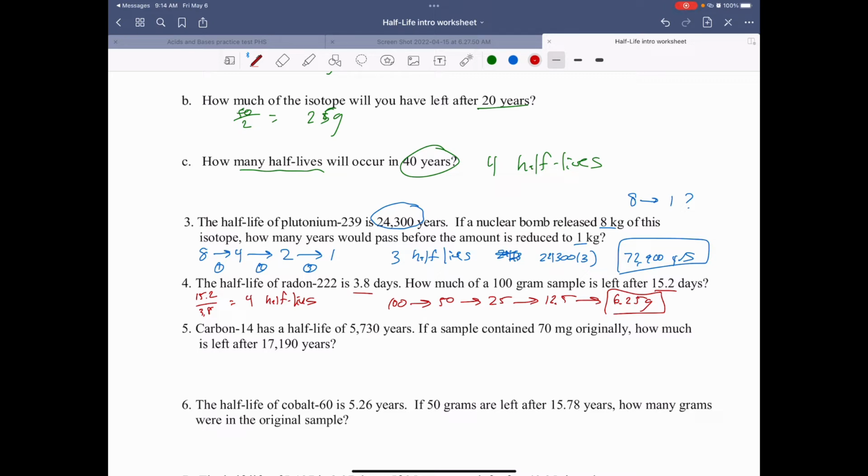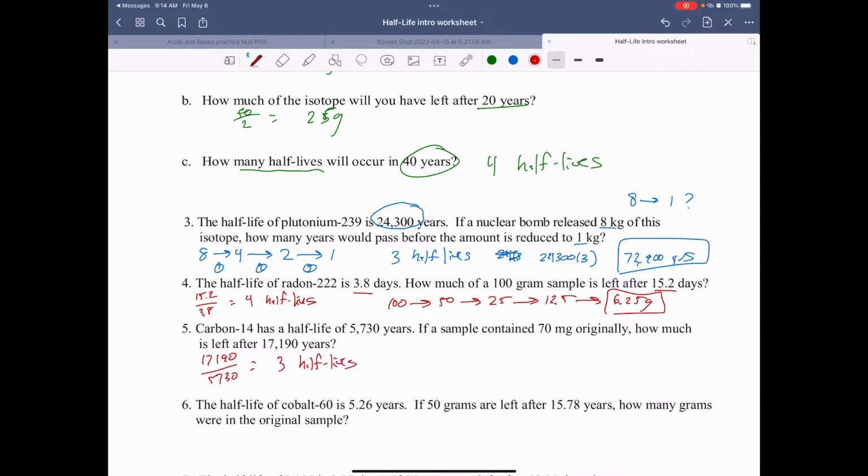Number 5, carbon-14 has a half-life of 5,730 years. If a sample contained 70 milligrams originally, how much is left after 17,190 years? Okay, similar to number 4, we have to figure out how many half-lives that is. So 17,190 divided by 5,730. So how many half-lives is that total? That looks like 3. So 3 half-lives.